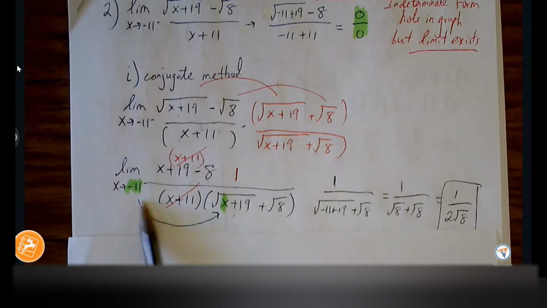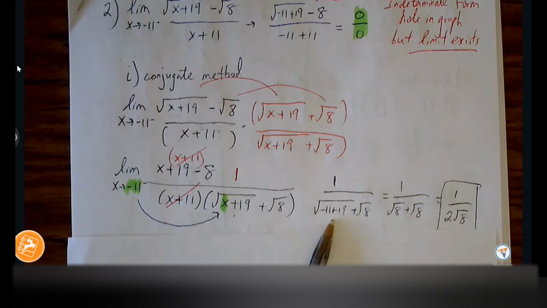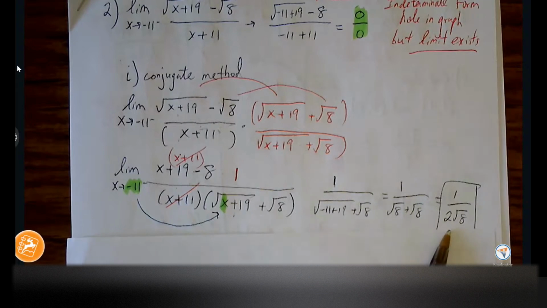Our final step is to reevaluate our limit. Replace x with -11. We get 8, which is under the square root. So the square root of 8 plus the square root of 8 is 2 root 8. Okay, any questions with the conjugate method?